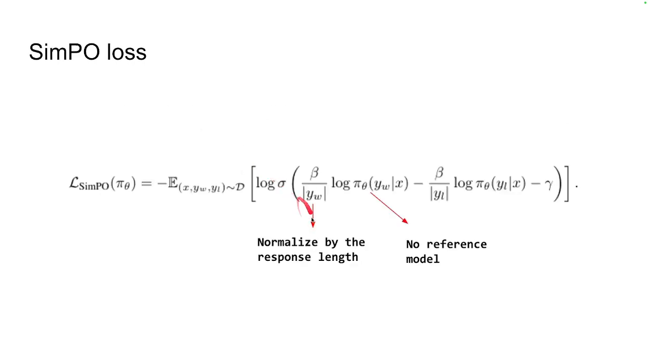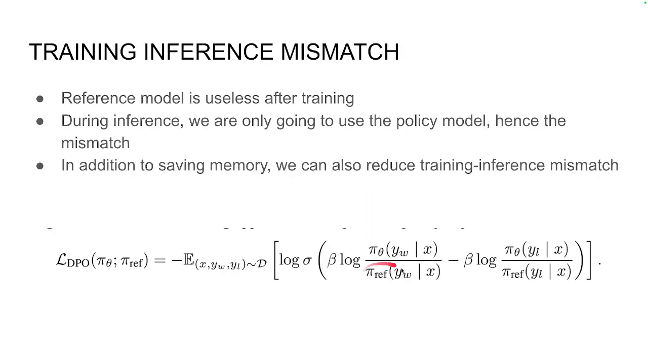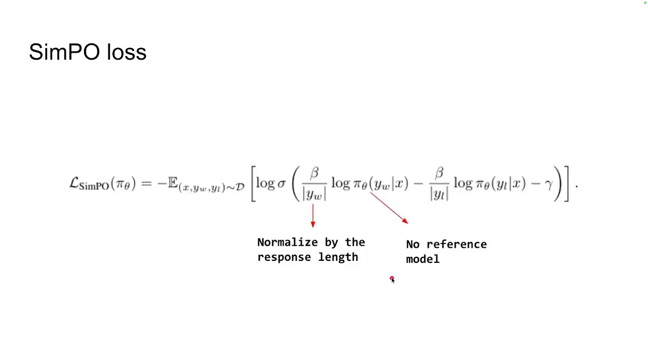So SimPO loss, or simple preference optimization loss, simplifies it by dividing by the length of the winning response and losing response, so that you normalize the length of the log probs. And it doesn't have a reference model. So here, if you see, there is a reference policy in the DPO loss, but SimPO doesn't have any reference policy.